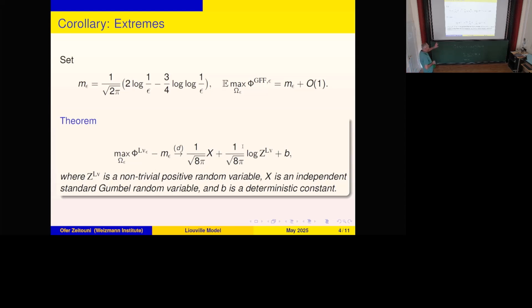Okay? So, are there questions about the statement? The statement is what you would expect. If everything were Gaussian, this is what you would get. So if lambda were 0, this is what you would get.